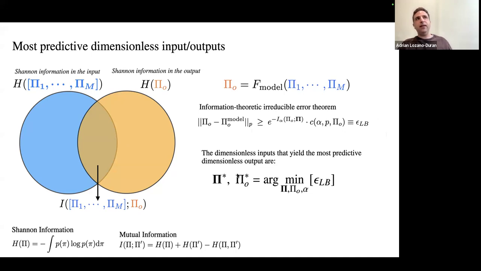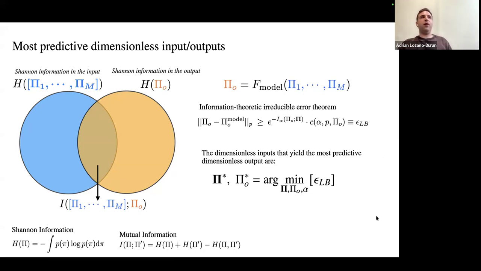So that's essentially how we take all these ingredients and pose this optimization problem. We want to find the dimensionless inputs that will give us a dimensionless output such that this quantity on the right-hand side, which we call epsilon lower bound, the lower bound on the error, is minimized. And what is nice about this is that it can be done before we find this model F. So this is before training the neural network. We can find the best input and the best output for that neural network. So we find those dimensionless inputs and outputs, and then we train the network. We take all the training data and apply this to our training data.